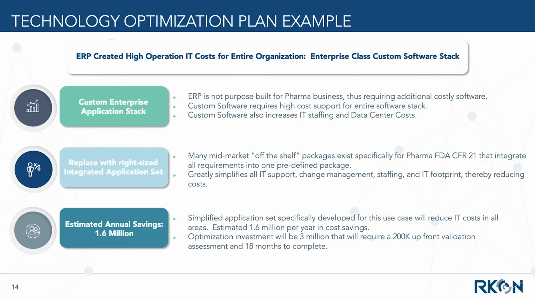Right. So this is an example where we looked at an ERP that created high operation costs, and we came in and looked at, they had a custom application stack. We wanted to understand, based on their requirements, compliance requirements and business functions, how to replace it with the right-sized application stack, and it also had estimated savings, not just because of the application stack, but also the associated operations and the systems that supported them. So we look at many different dimensions. We don't just recommend a change of technology stack for change's sake.